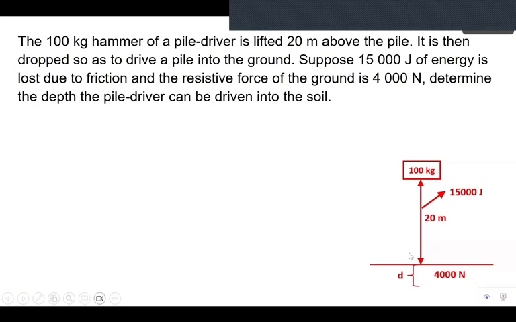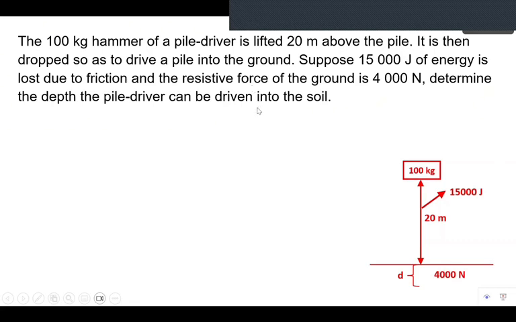After it drops down, it will drive the pile into the ground. In the process of driving the pile into the ground, there is a resistive force of 4,000 newtons exerted by the ground. So I put this 4,000 here underneath the ground. Because of this resistive force, the pile will go into the ground, but it will not go in forever. It will stop after a period of time. So we need to determine the distance that the pile can go into the soil. This is what you draw based on the information given in the question.